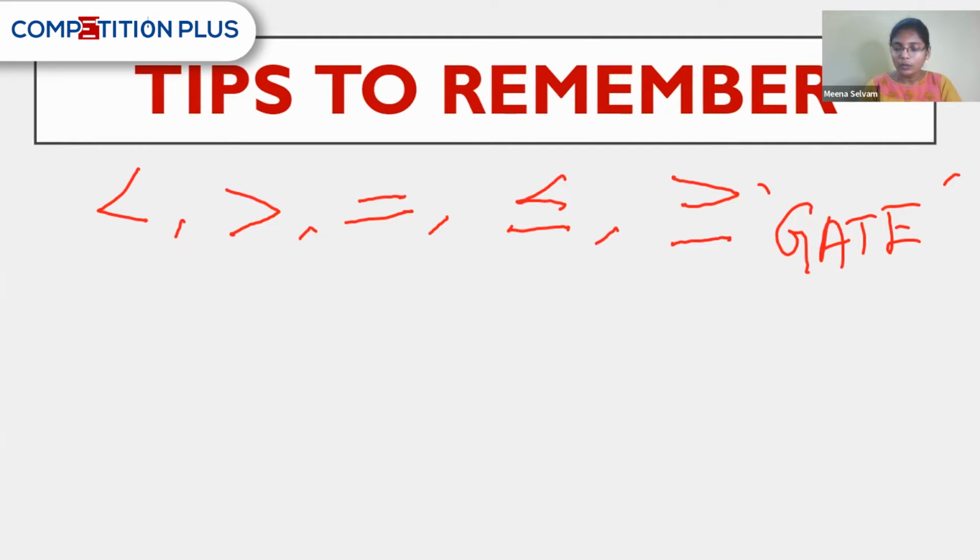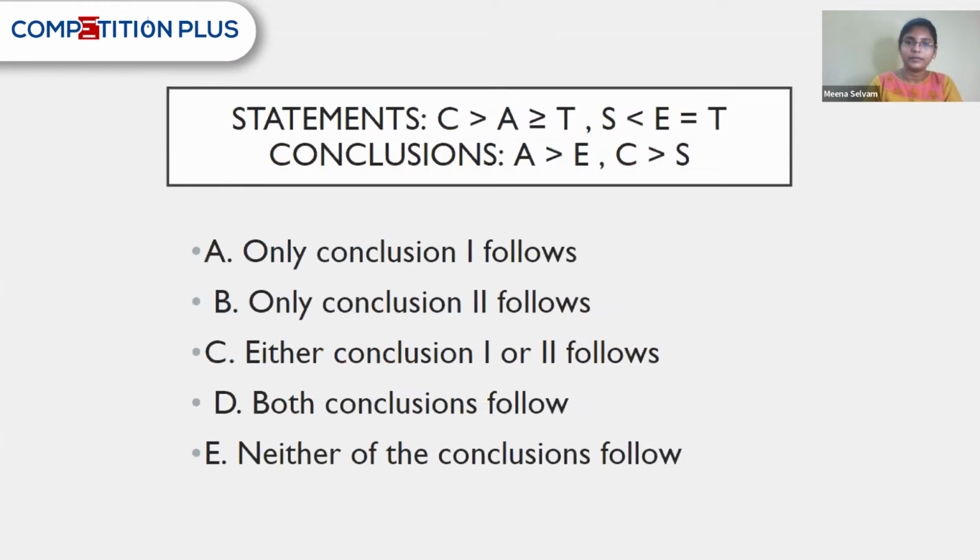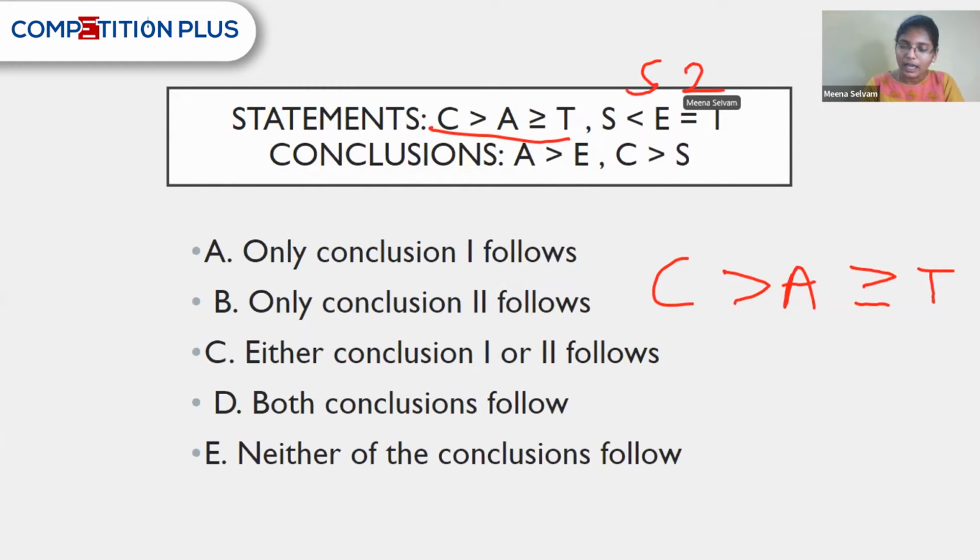Okay, ma'am. Now with this gate, what are we going to do with the sum? How do we proceed on? Very simple. Look at your first question. This is your question. So you are having the statement like this: C greater than A greater than or equal to T. And your second statement is S less than E equal to T. So this is the statement.